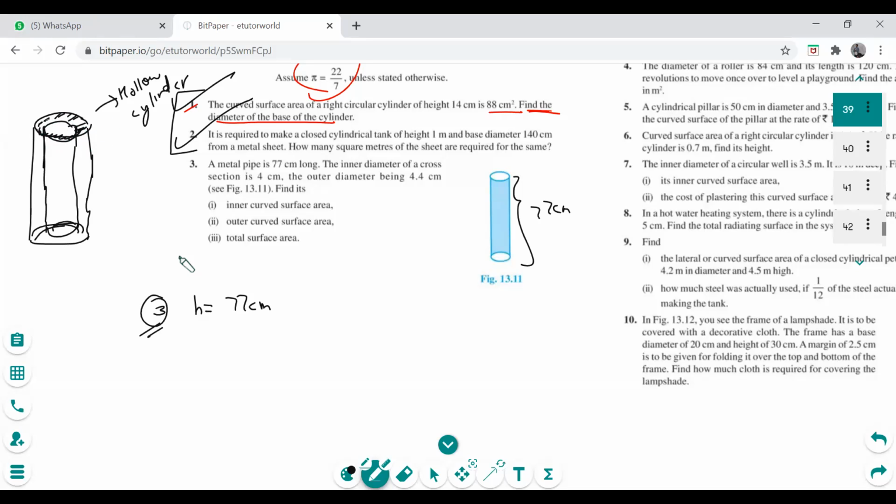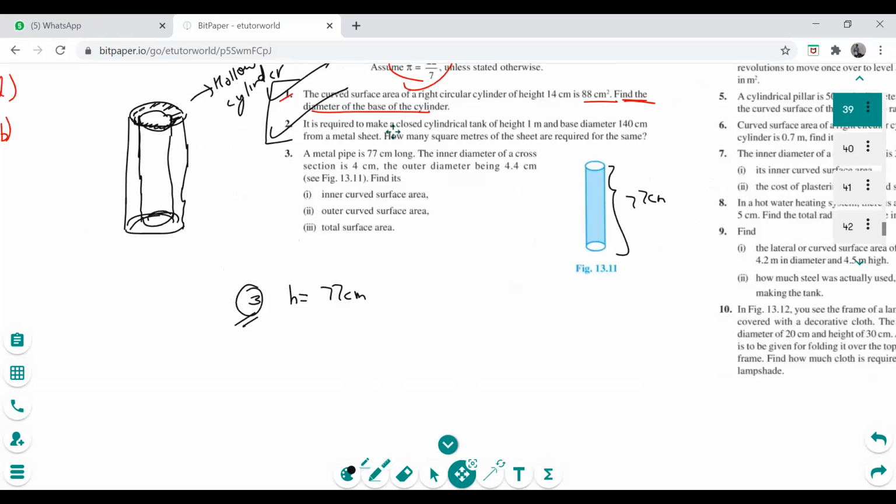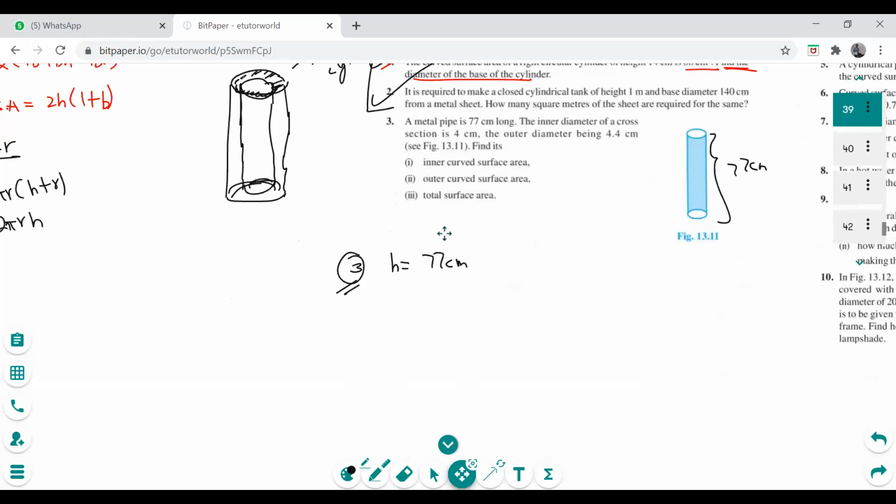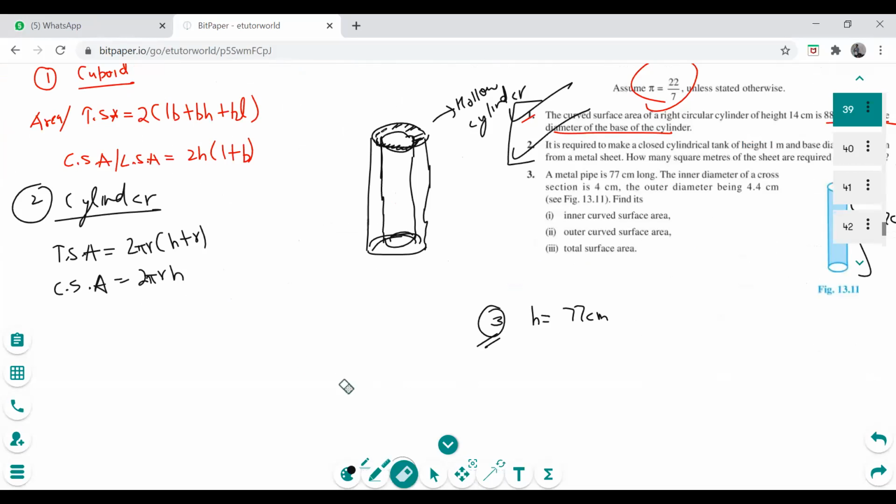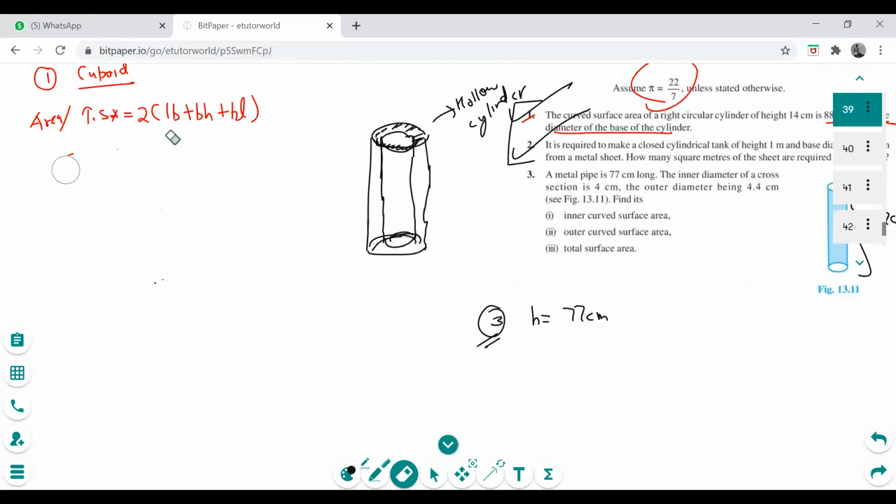Are you people getting it? What is a hollow cylinder? Yes or no? Yes. Is there a different formula for this? There is no different formula. It's actually derived. Okay. Nothing else.